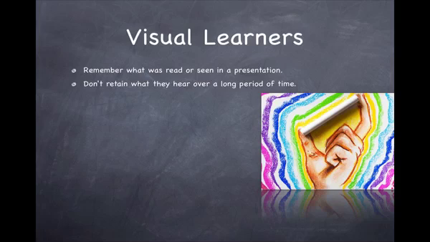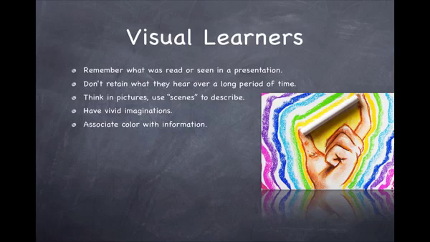If you have a visual learner and you sit them down in front of a movie of the book, they're going to remember not just the summary. They can tell you details. They can tell you what the person wore when they walked through the door. Visual learners, that's what clicks with them. They think in pictures. They use scenes to describe things. They have vivid imaginations. Everything is just color and booming. And my daughter is one of these. She's very visual. She's also very kinesthetic, but she's very visual.